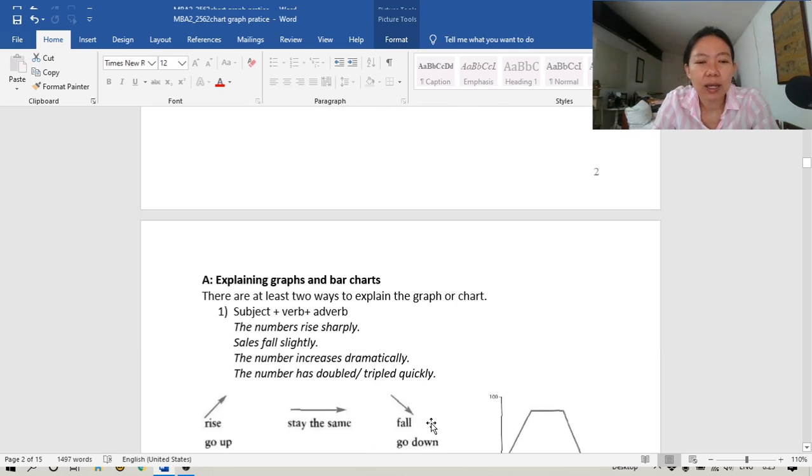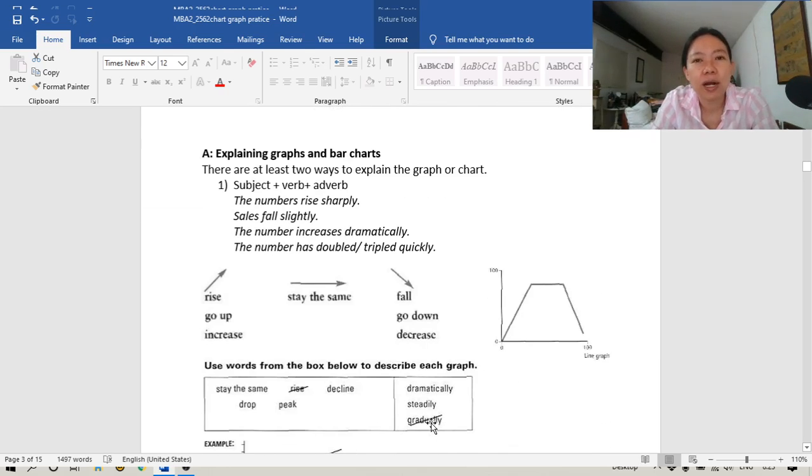Next, we're going to explain graph and bar chart. I have taught you in the previous lessons that there are 2 ways that you can explain graph and chart. You can use subject, verb, and adverb as in these examples.